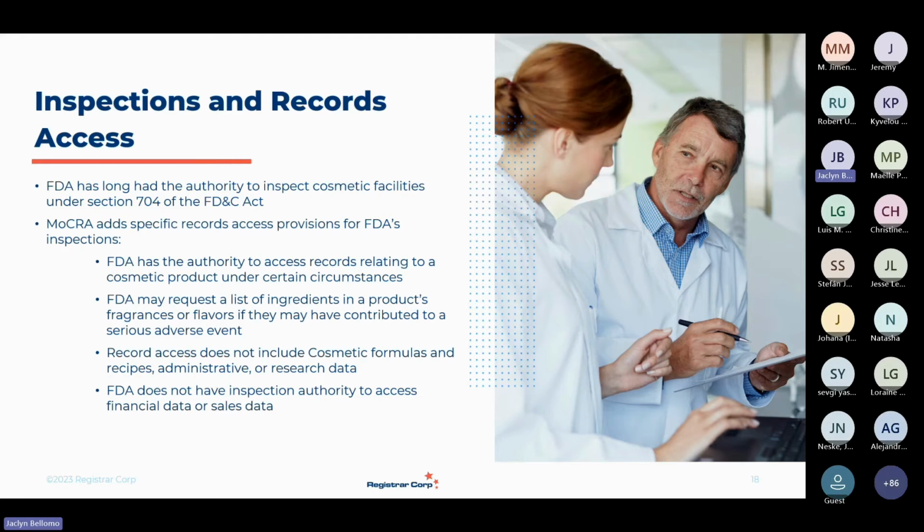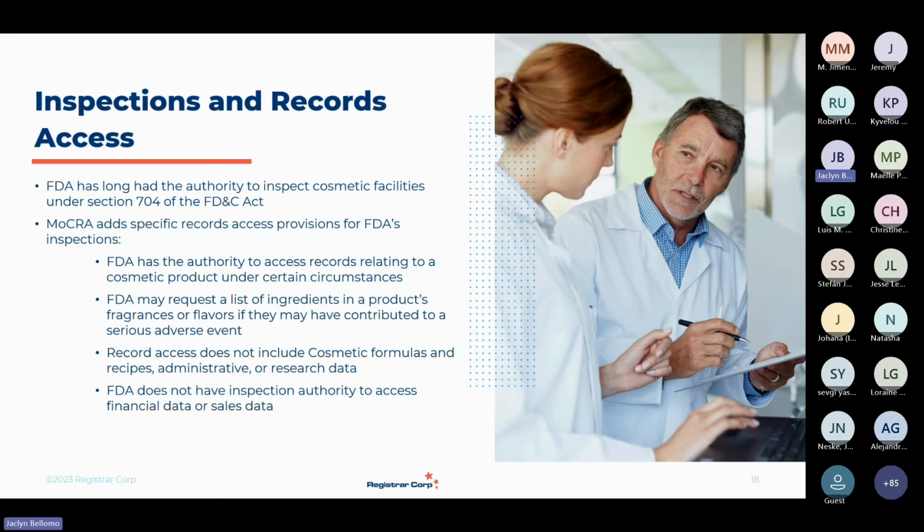We will now get into a little bit of enforcement for the next few slides. As we all know, FDA has long had the authority to inspect cosmetic facilities under Section 704 of the FD&C Act. MoCRA adds specific record access provisions for FDA inspections. That goes into effect December 29th, 2023, of this year. So it is very important for any facilities that do not have certain records in place, certain SOPs in place, or adverse event record keeping in place. That also goes into effect December 29th. It's very important to understand this record access provision for FDA inspections.